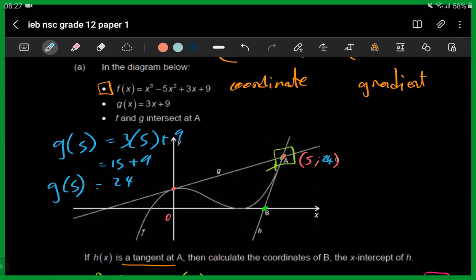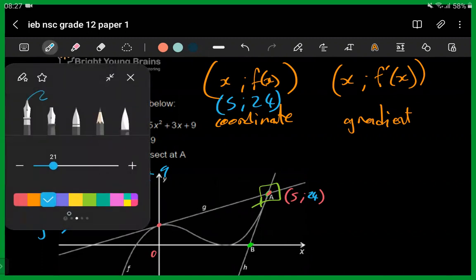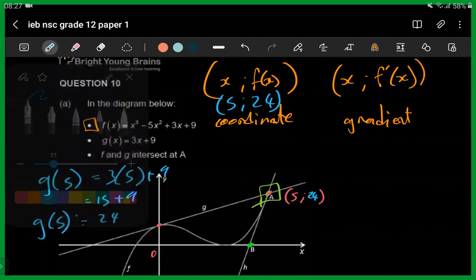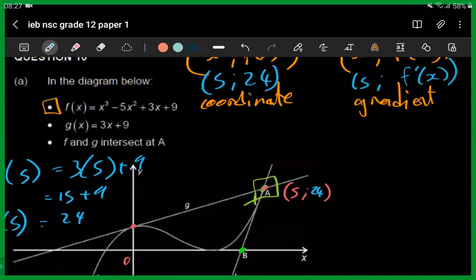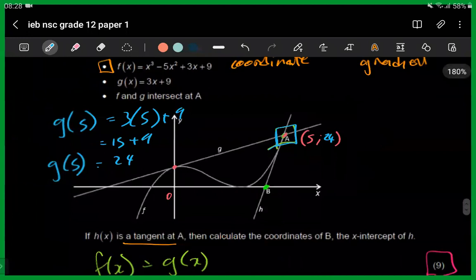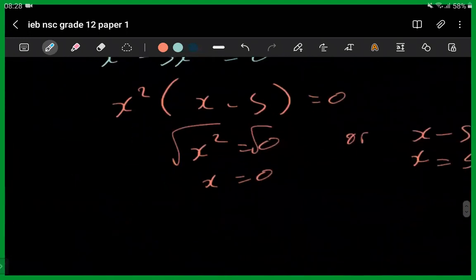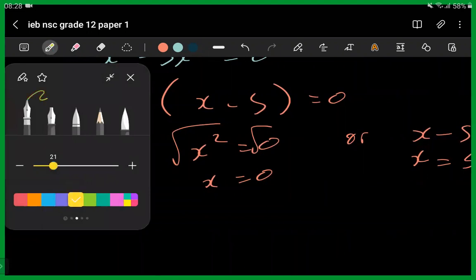So now you have a coordinate that the graph and the tangent pass through. What's important is actually the value 5, because the value 5 is the same 5 that will get you the gradient at the point where they meet. Because if you get the gradient here at the point where they meet, it is also the gradient of the tangent.